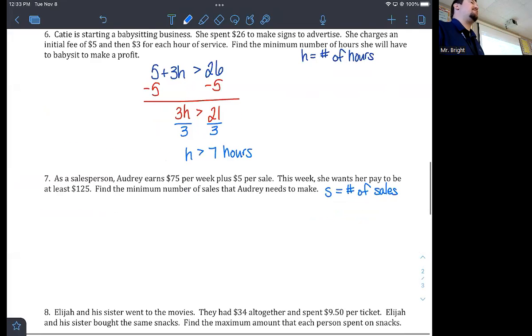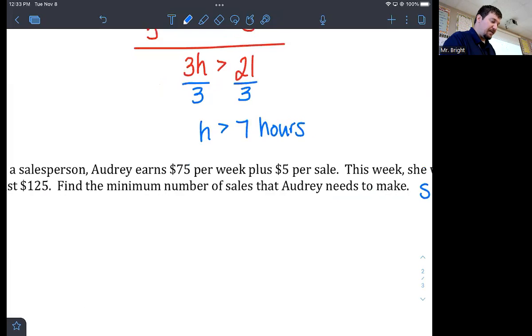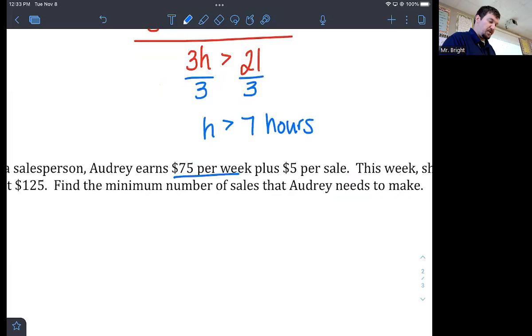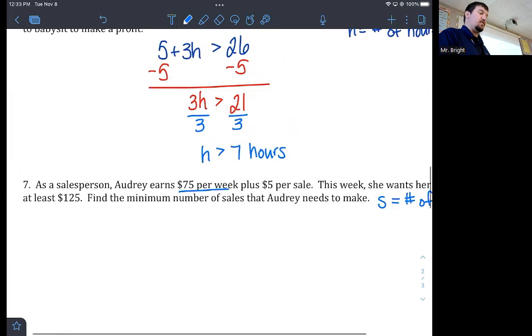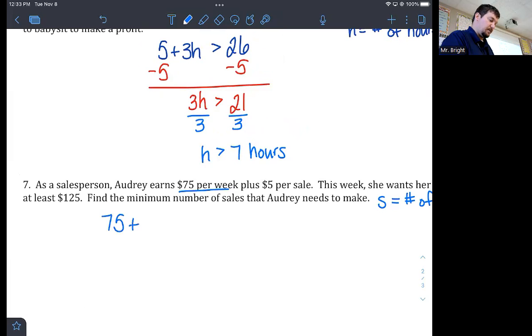So she gets paid $5 for every sale, but there's actually something else included in her salary. She also gets paid what? Cadence? Yeah, she gets paid $75 each week. So if she wants this week to earn at least $125, she knows she's already making 75 plus $5 for each additional sale. If she doesn't sell anything, she's only going to make $75. Probably not going to have her job for much longer as well. But she makes $5 for each sale. She wants to make at least $125.